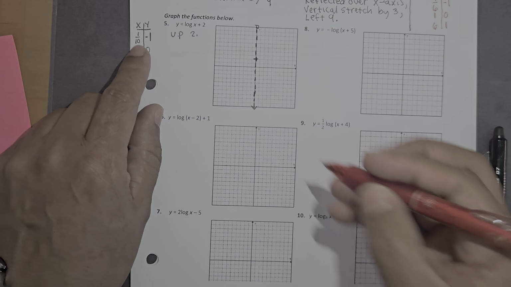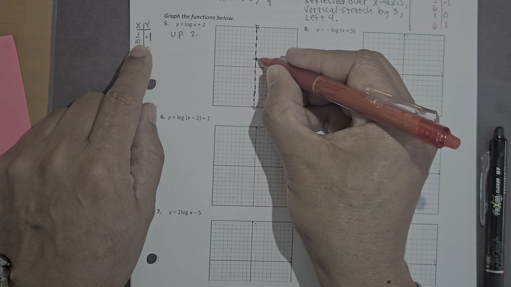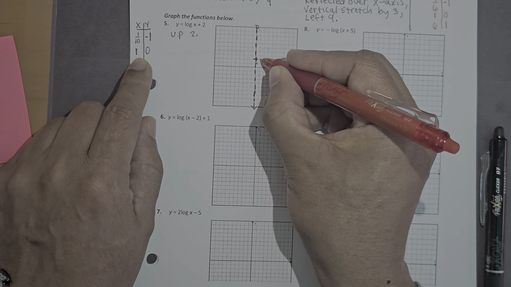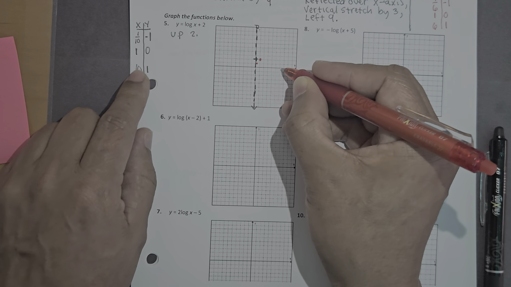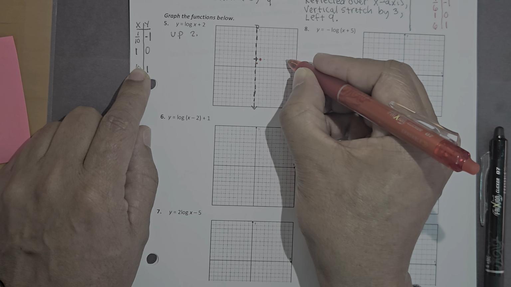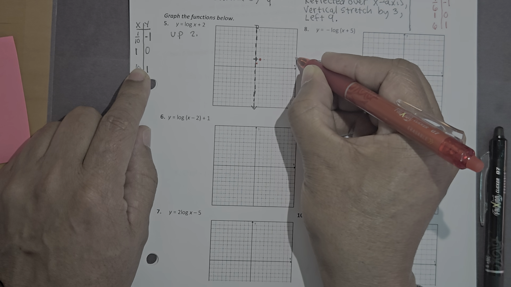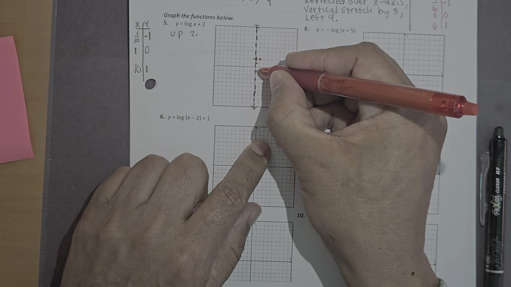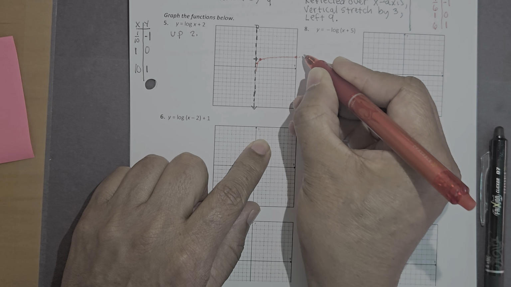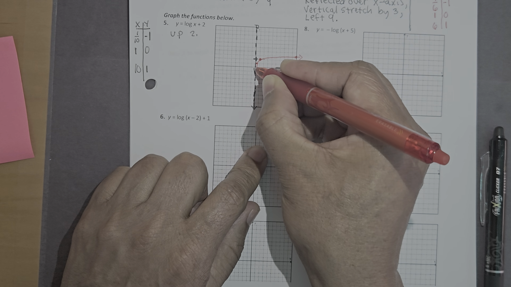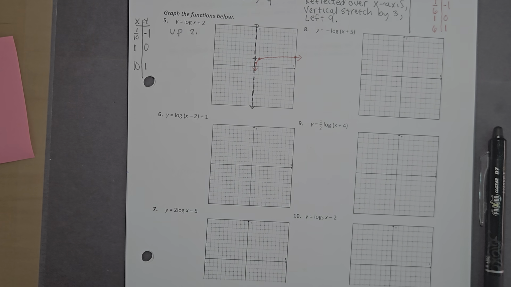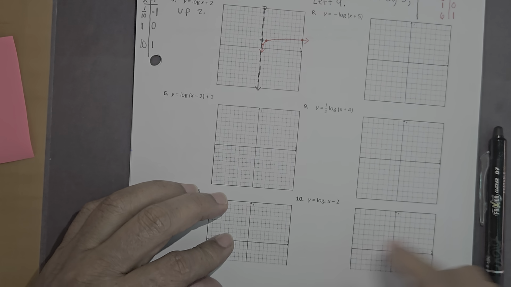So from here, if I go 1/10, then I need to go down 1. So it's going to be hugging the asymptote. If I go right 1, no up or down. That means 0 up or down. If I go right 10, so this is 1, 2, 3, 4, 5, 6, 7, 8, 9, 10, up 1. And when I connect the points, this is what the graph looks like. So notice it can approach the asymptote, but it cannot cross the asymptote. It cannot even touch the asymptote on the graph. So that's number 5.